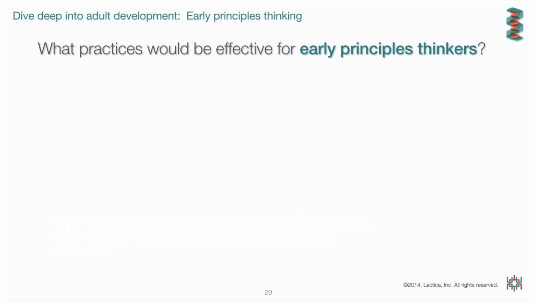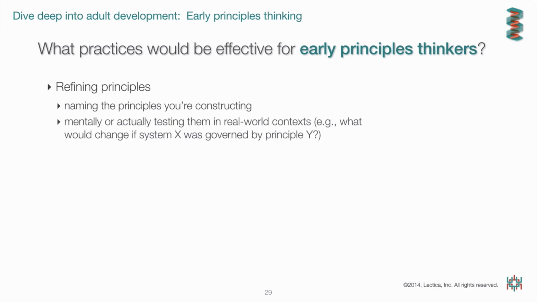What practices would be effective for early principles thinkers? First, refining principles. That is, naming the principles you're constructing so there's greater conscious awareness of principles and how they might be applied. Or mentally or actually testing them in real-world contexts, such as what would change if system X was governed by principle Y instead of principle Z?